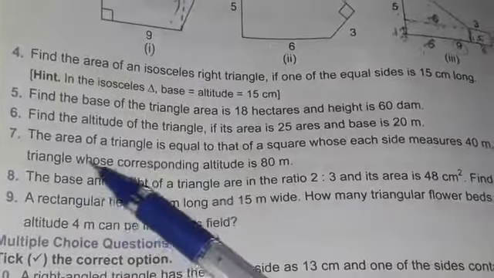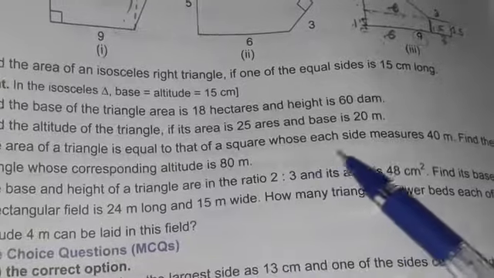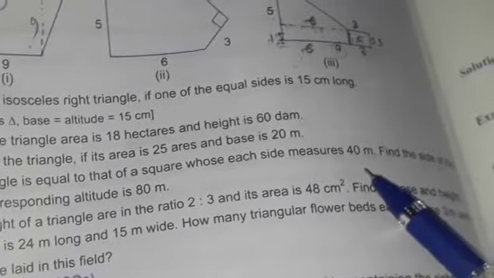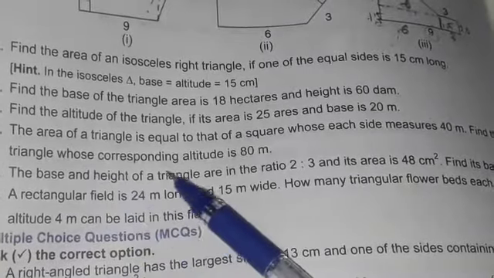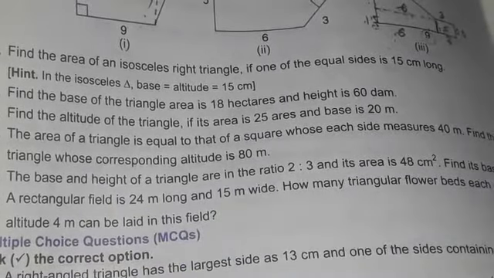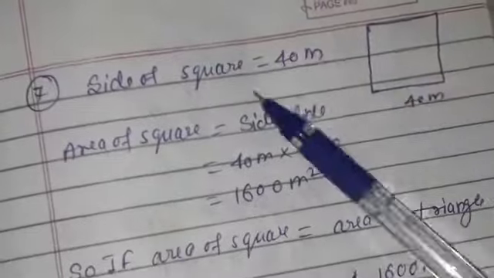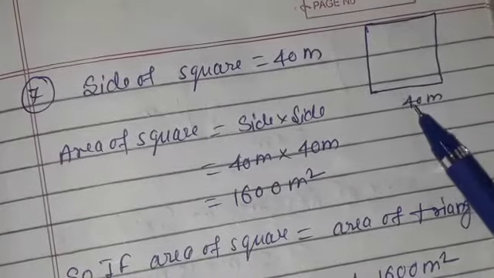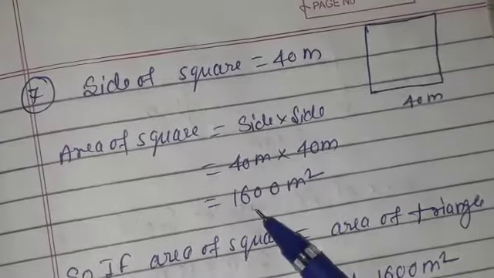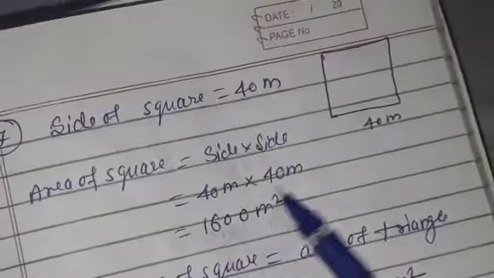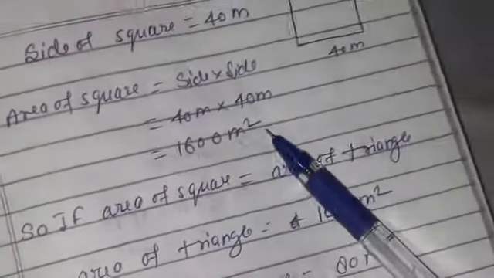Question number 7 is, the area of triangle is equal to the square whose each side measures 40 meter. Find the side of the triangle whose corresponding altitude is 80 meter. What is the meaning of that, class? They give you a square whose side is 40 meters. So you can calculate the area of that square, that is side into side, 1600 meter square.